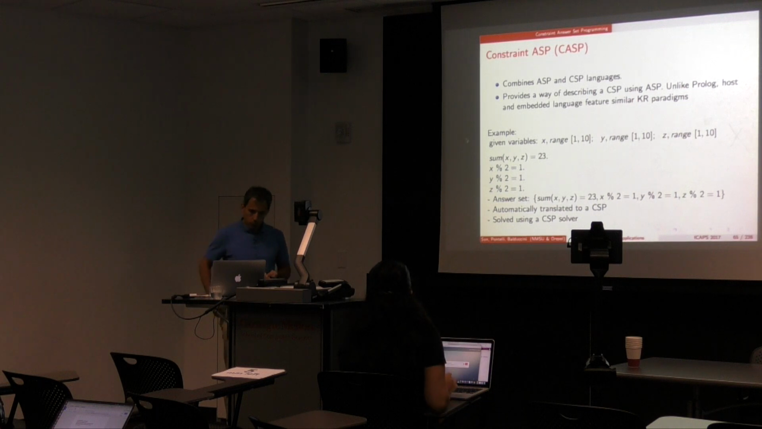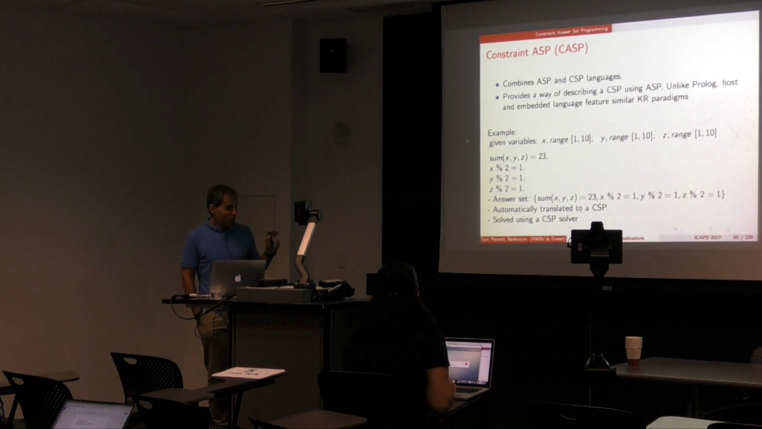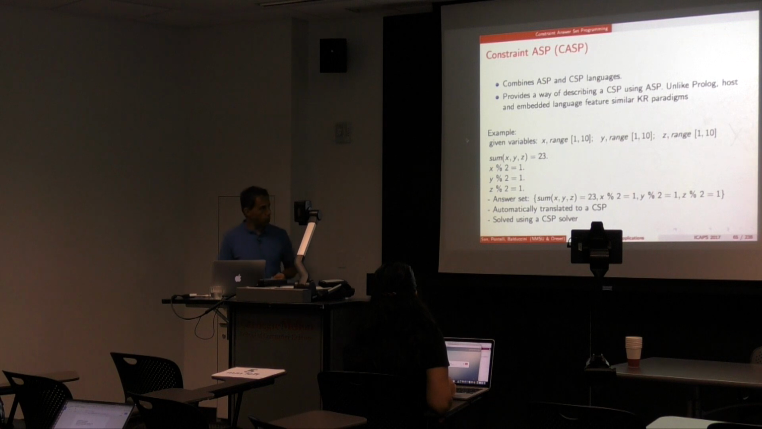So let's look at a very, very first example of a specification of a constraint satisfaction problem using ASP, or something that looks like ASP. We'll get a little more formal later. So suppose I'm given variables x, y, and z with some ranges specified, and for now we're going to keep this at the informal level of the specification. Later we'll make it formal.